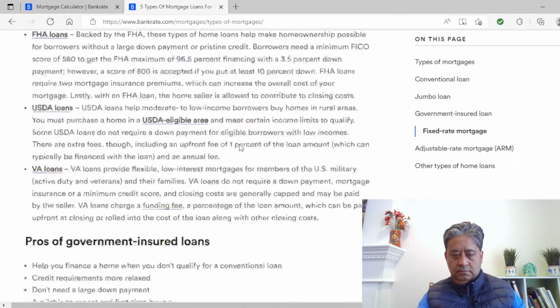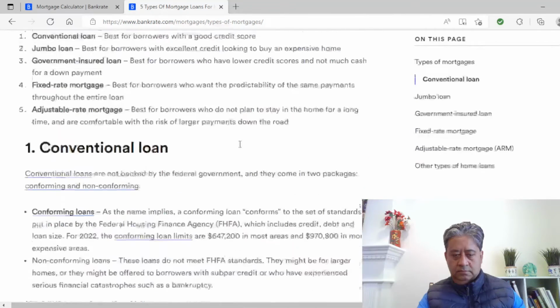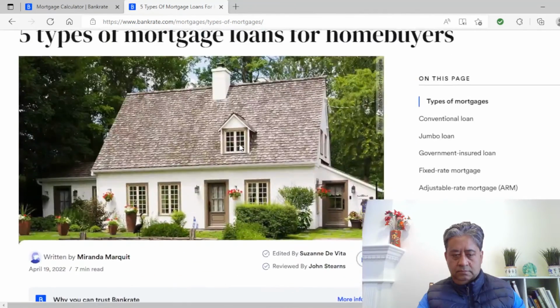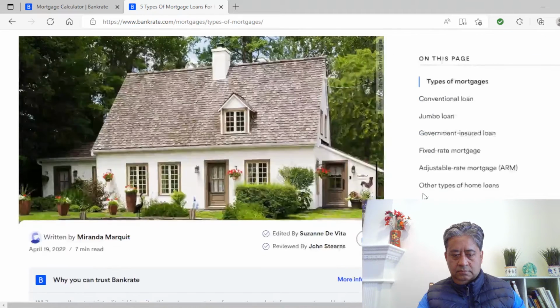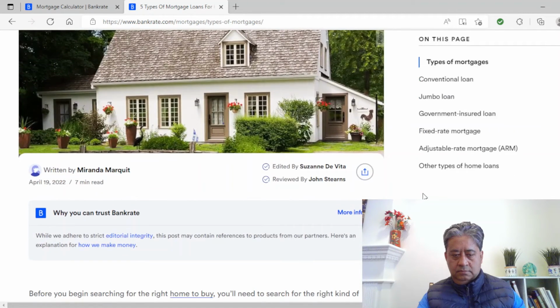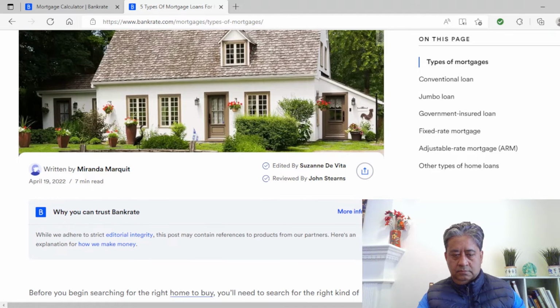So these are basically the 5 types of mortgages you could apply for and get these loans. Hopefully you got an understanding of the types of mortgages that are available at this time. We'll go to the calculator now.